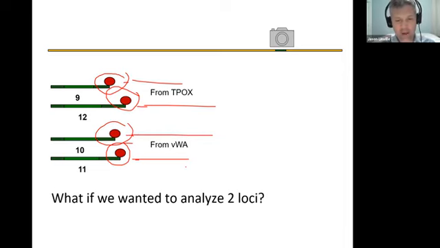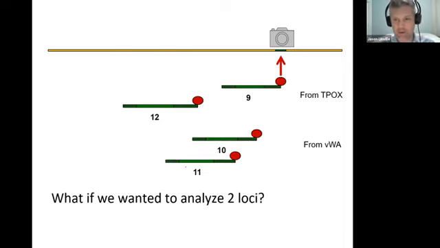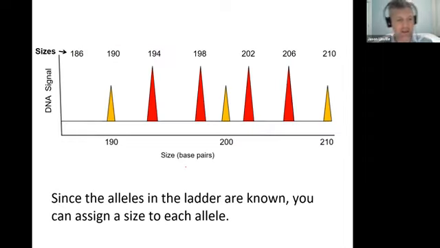And they're all going to migrate as I separate them through the detection window. And the detector is going to say, oh, there's a bunch of DNA. Oh, there's a bunch of DNA. Oh, there's a bunch of DNA. And this is what I'm going to get. Now, hopefully you guys can start to see the problem.